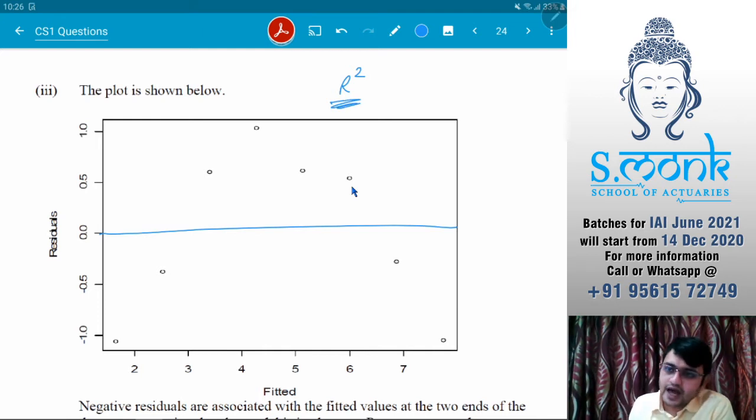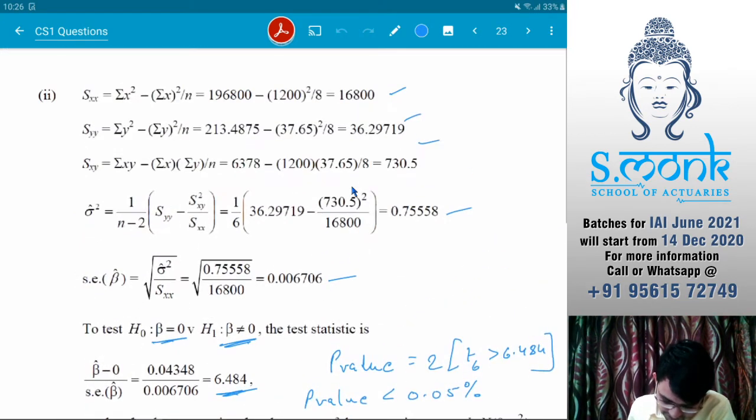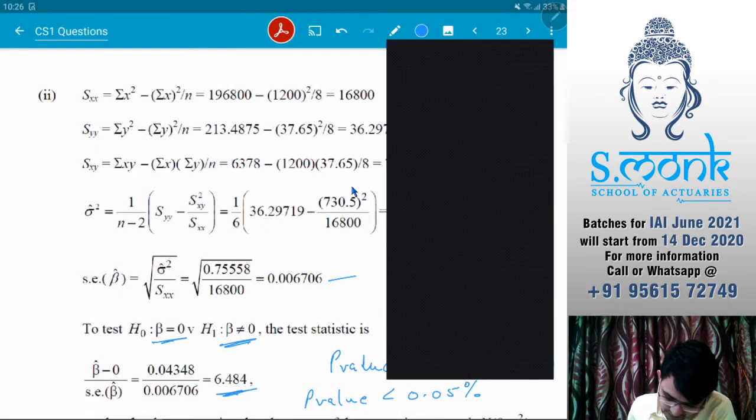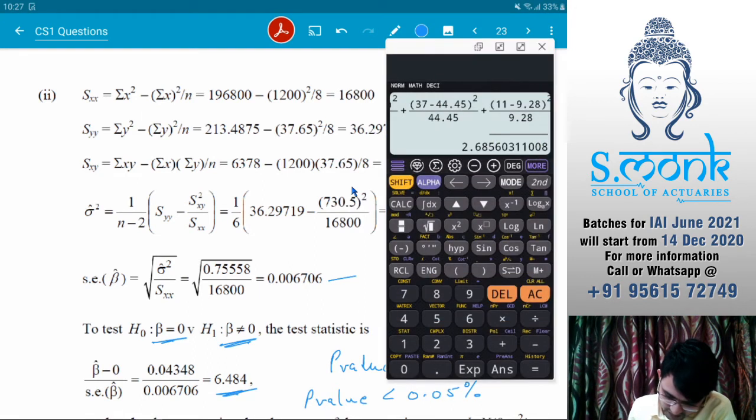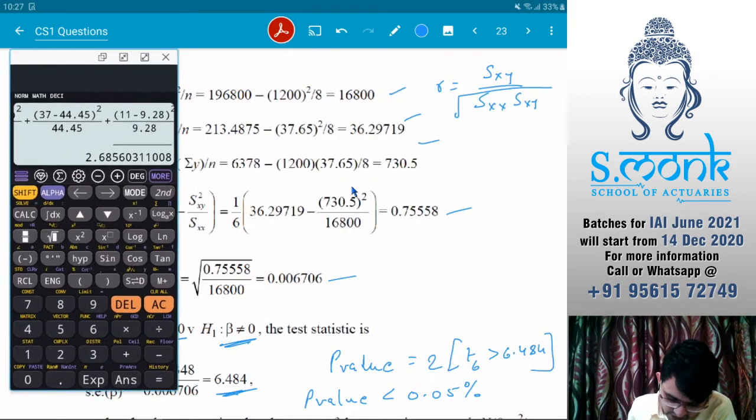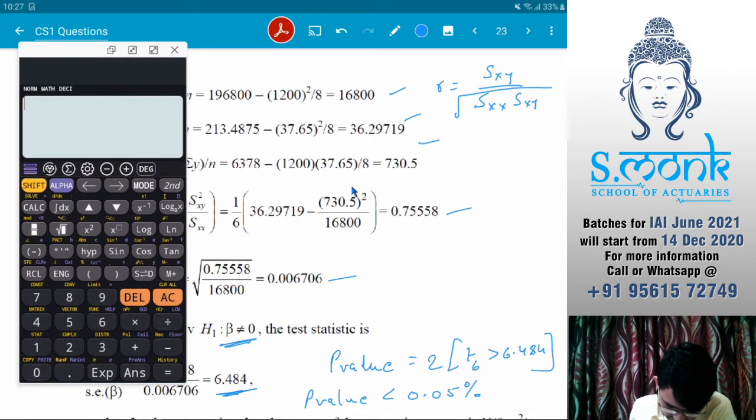So if you calculate r and calculate r square, let's do that. Okay, you know our r is going to be Sxy upon the square root of Sxx Syy. So I'll calculate that.